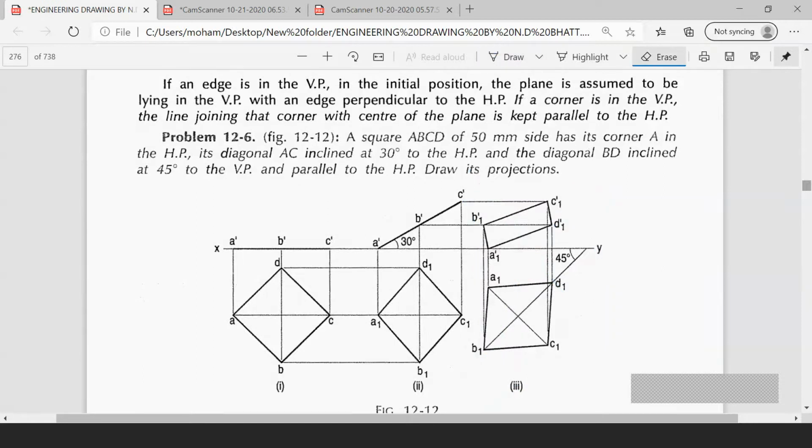When you see this problem, he has given a square ABCD of 50 mm side that has a corner A in the HP. Here you have a corner resting. Understand? This square is resting on the corner.